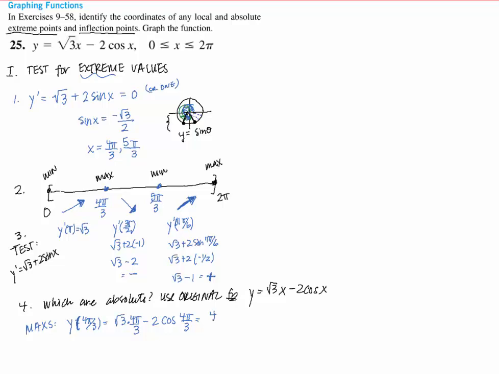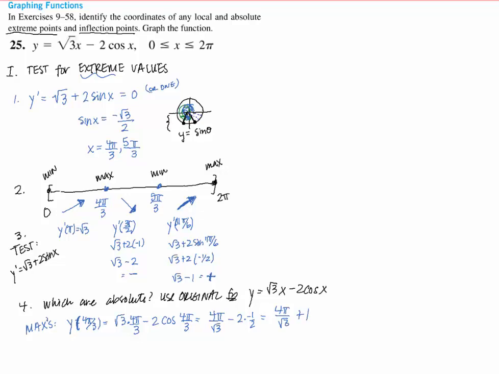4 pi over the square root of 3, if you want to combine those powers of 3, minus 2, and the cosine of 4 pi over 3 is a negative value. It's in the third quadrant. And cosine of pi over 3 is a half, so negative 2 times negative 1/2. So that's the 4 pi over the square root of 3 plus 1. Not an easy number to evaluate.